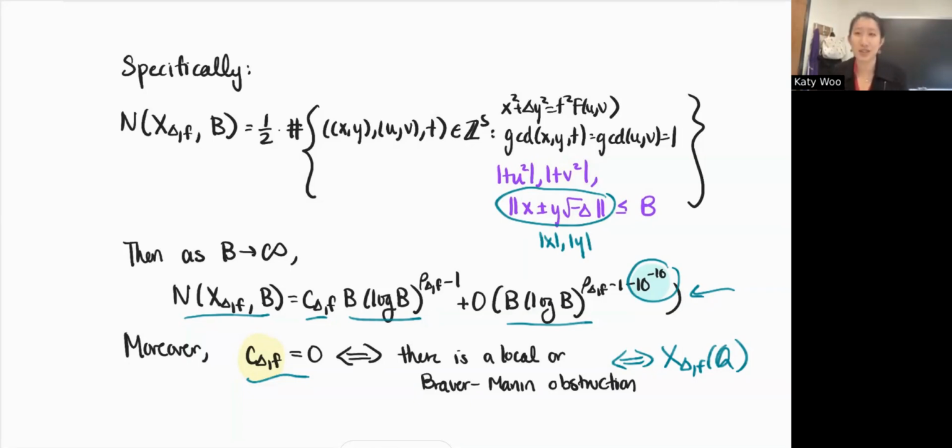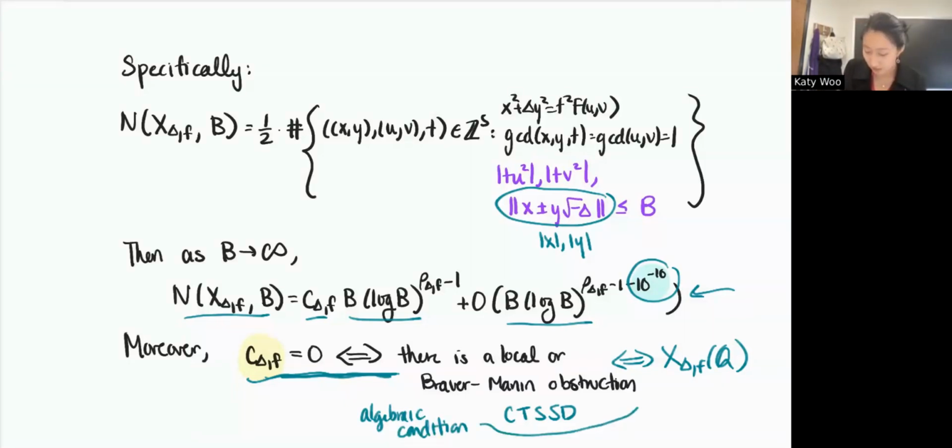The second and more substantial thing I want to mention is a little bit more about the statement that the leading constant is 0 if and only if there's a local or Brauer-Manin obstruction. So in the method of Châtelet, Colliot-Thélène, Sansuc, Swinnerton-Dyer, where they showed that there are no rational points if and only if there's a local or Brauer-Manin obstruction, they derive some sort of algebraic condition for when there is a local or Brauer-Manin obstruction. This connects to their fibration method and uses these auxiliary varieties. And so we actually show that this constant is 0 if and only if this algebraic condition holds.